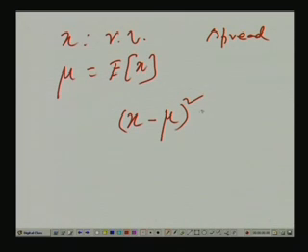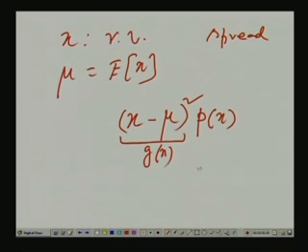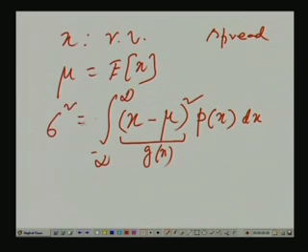So, we take this function g of x. What is the expected value of this? This multiplied by p of x dx. This we call sigma square. Sigma square altogether is the symbol, and sigma is then the square root of this, which is called the standard deviation. So, sigma square is the variance.